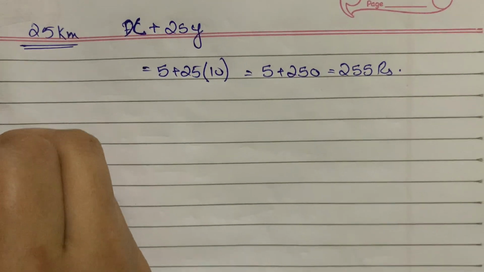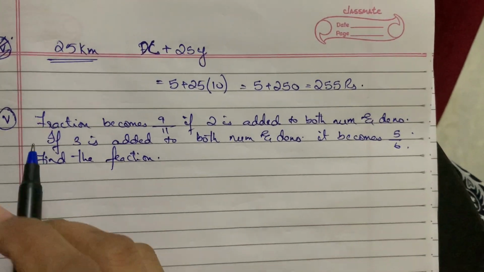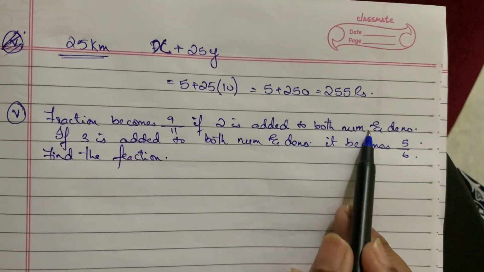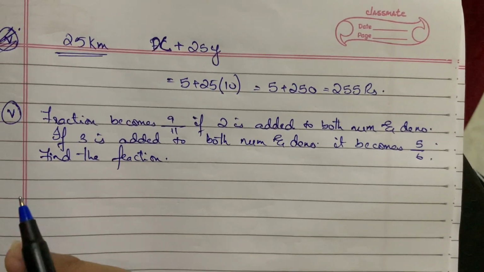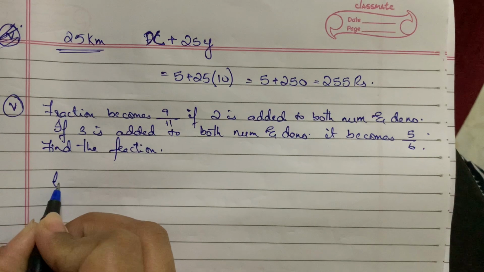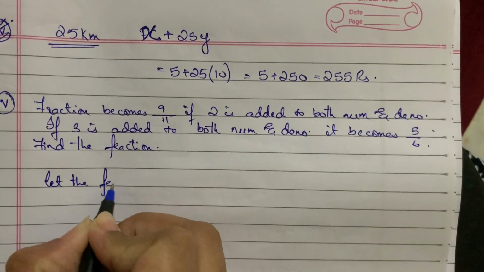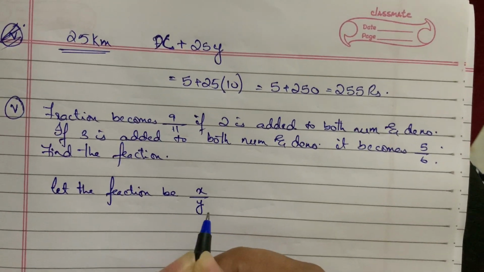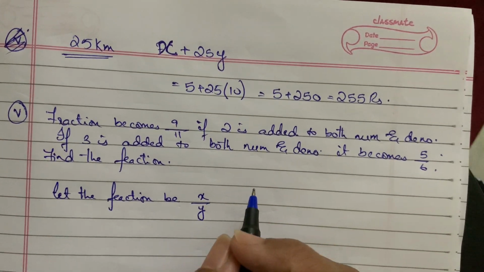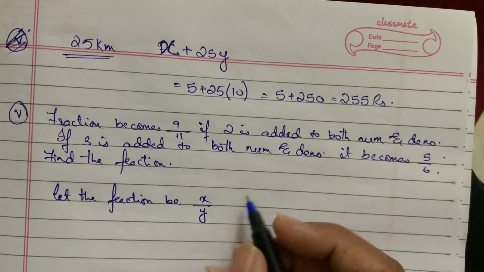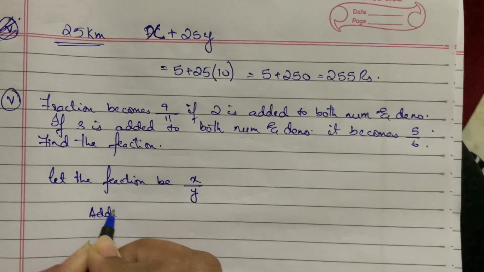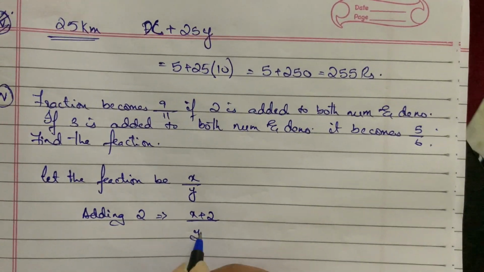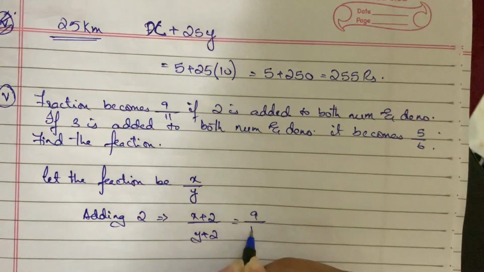Okay, moving ahead with the fifth question. It says that the fraction becomes 9 by 11 if 2 is added to both the numerator and denominator. What the fraction is, I do not know in the beginning. So we'll take, let the fraction be X upon Y. Now the next statement that is given to me is if I'm adding 2 to both of them. Adding 2 implies X plus 2 and Y plus 2, the fraction becomes 9 upon 11.